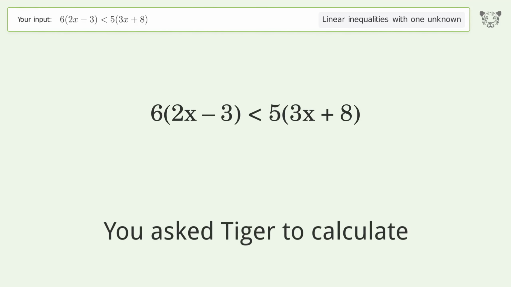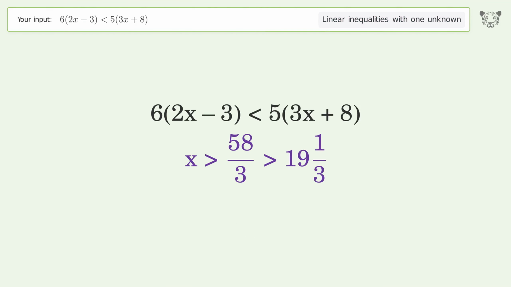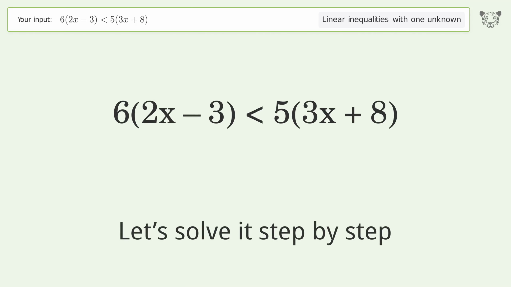You ask Tiger to calculate. This deals with linear inequalities with one unknown. The final result is x greater than negative 58 over 3 greater than negative 191 over 3. Let's solve it step by step.